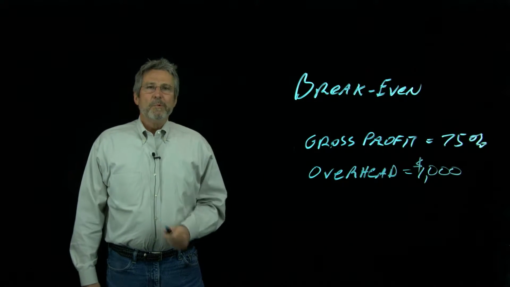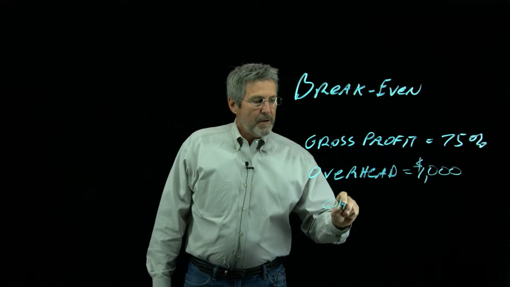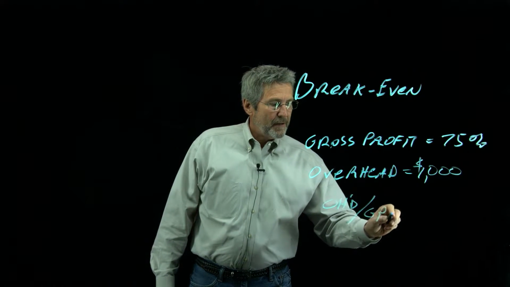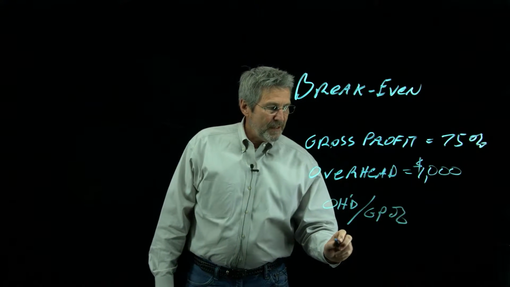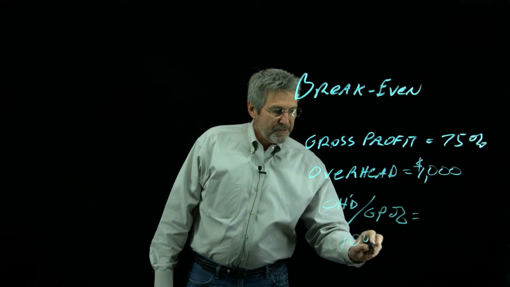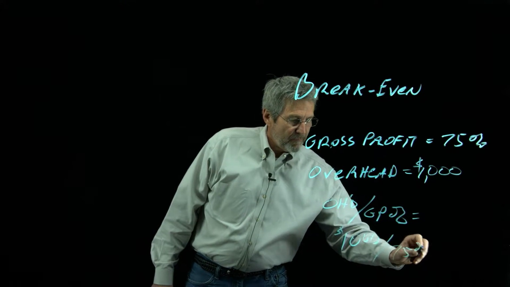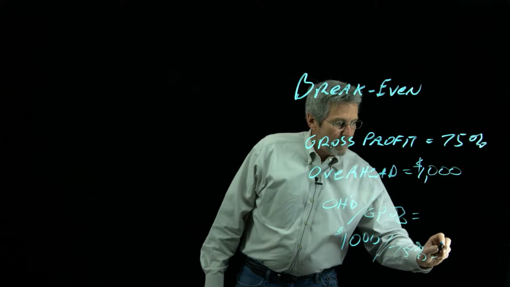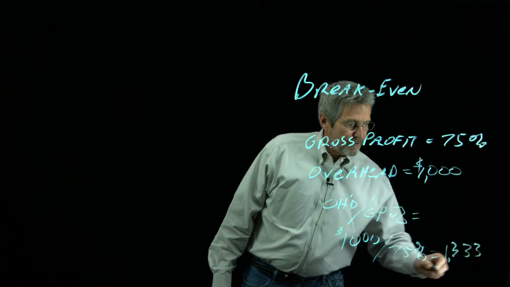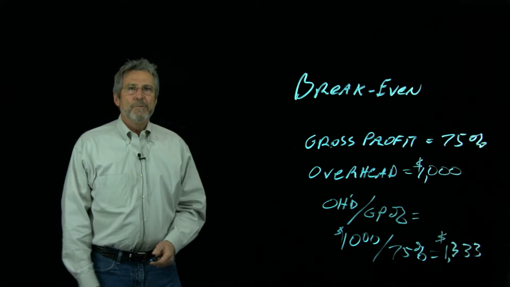The way to calculate break even is to take your overhead and divide it by your gross profit percent. And in this case, that would be $1,000 divided by 75%, and that's $1,333. That's how much sales I need to make in order to break even.